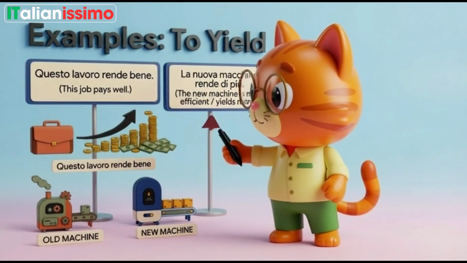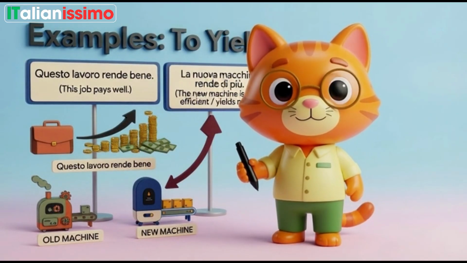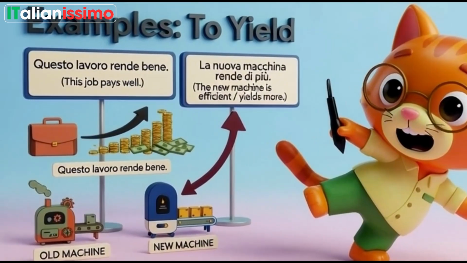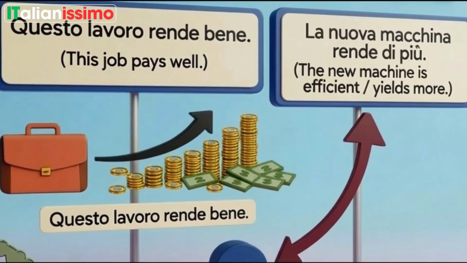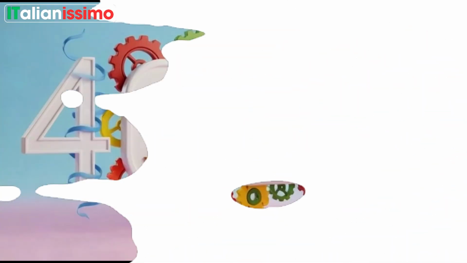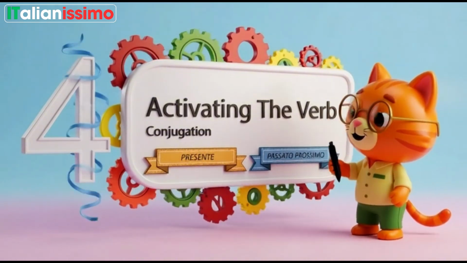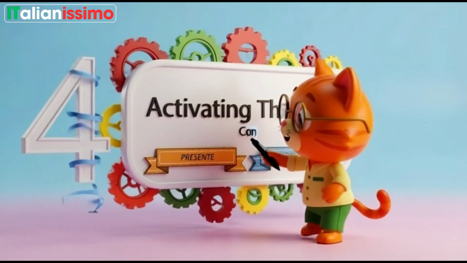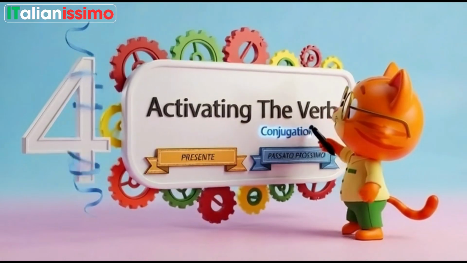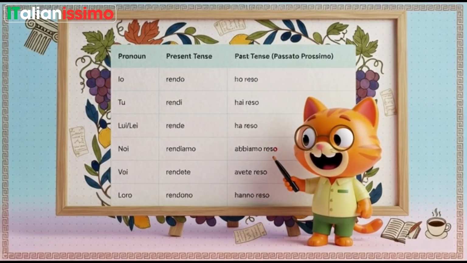This slide shows the business side of the verb perfectly. A job can yield, or give back, a good paycheck. A new machine can yield better results than an old one. See? It's all about the return on your investment. So we've gone over what rendere means, but now it's time to actually use it. And to do that, we have to get the conjugation down. We're going to focus on the two tenses you use the most, the present and the past, also known as the passato prossimo. Okay, let's run through this table together.